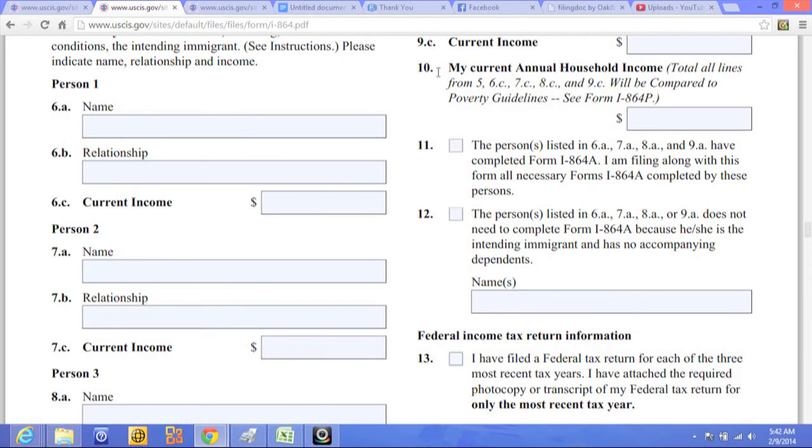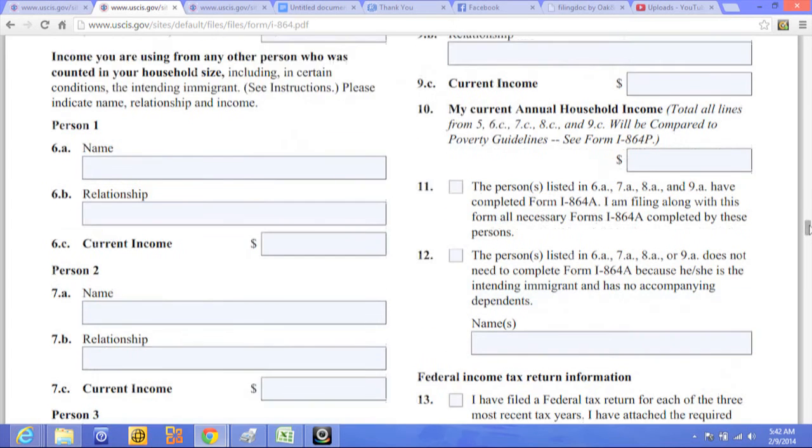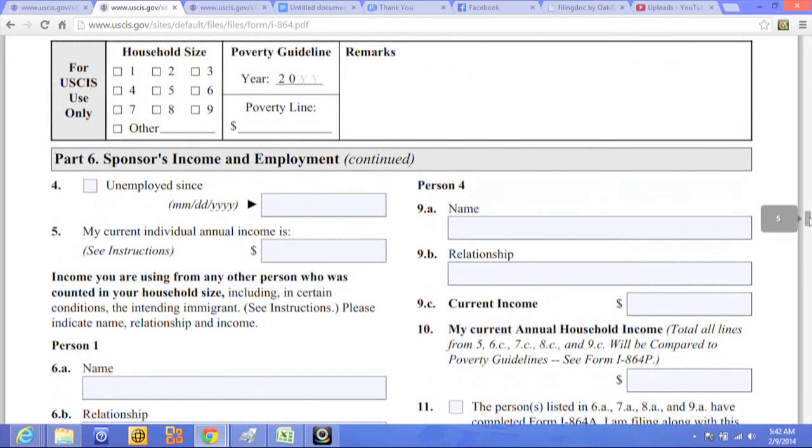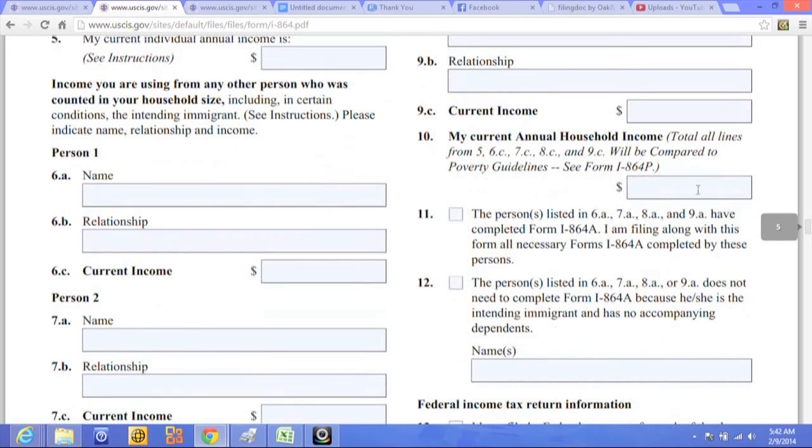You see, 10. We are in part 6, sponsor income and employment. The number 10 is going to be the total. So if you don't have any dependent, anyone in your household size that you can add income from, you're just going to leave this blank, and then line 10 is still going to equal line 5.